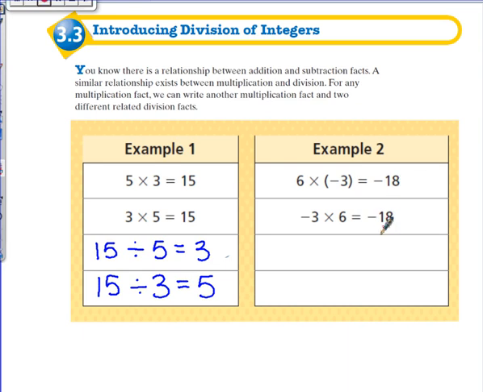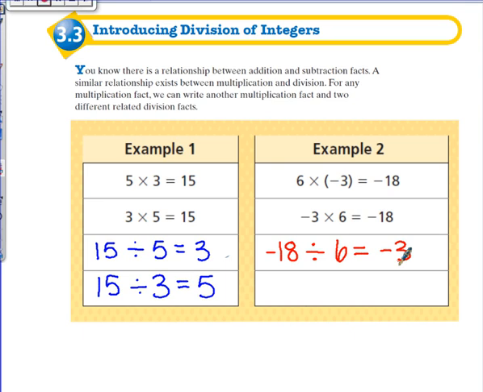So we had negative 18, so that's the first integer that I'm going to use, negative 18. Now remember, we're still dividing, so divided by, I'm going to use positive 6 is equal to negative 3. So if you notice, I have one negative and one positive, and my answer was negative.